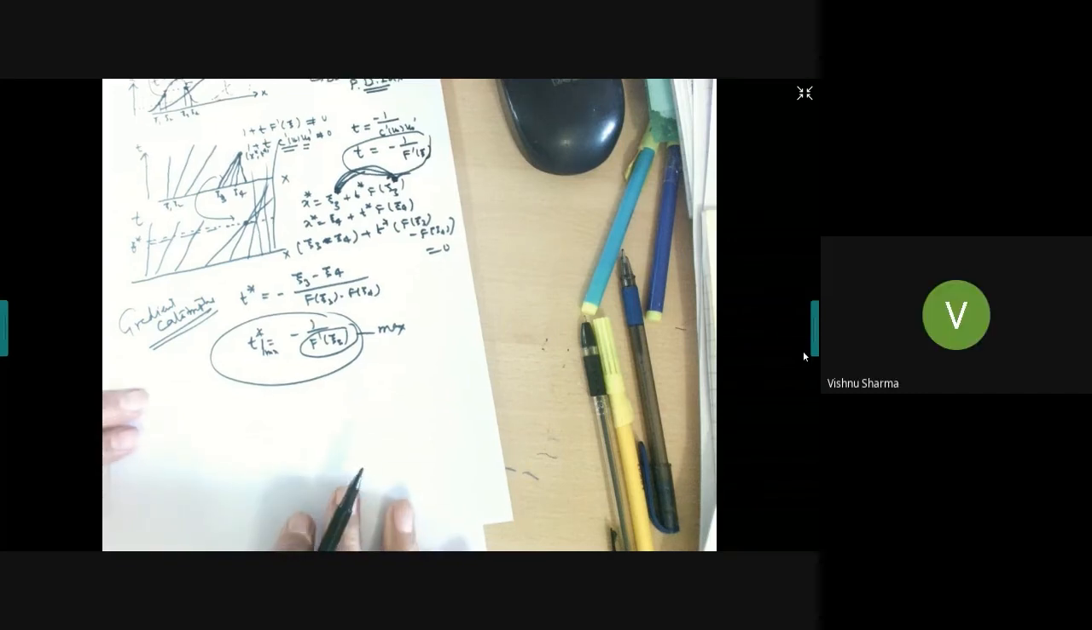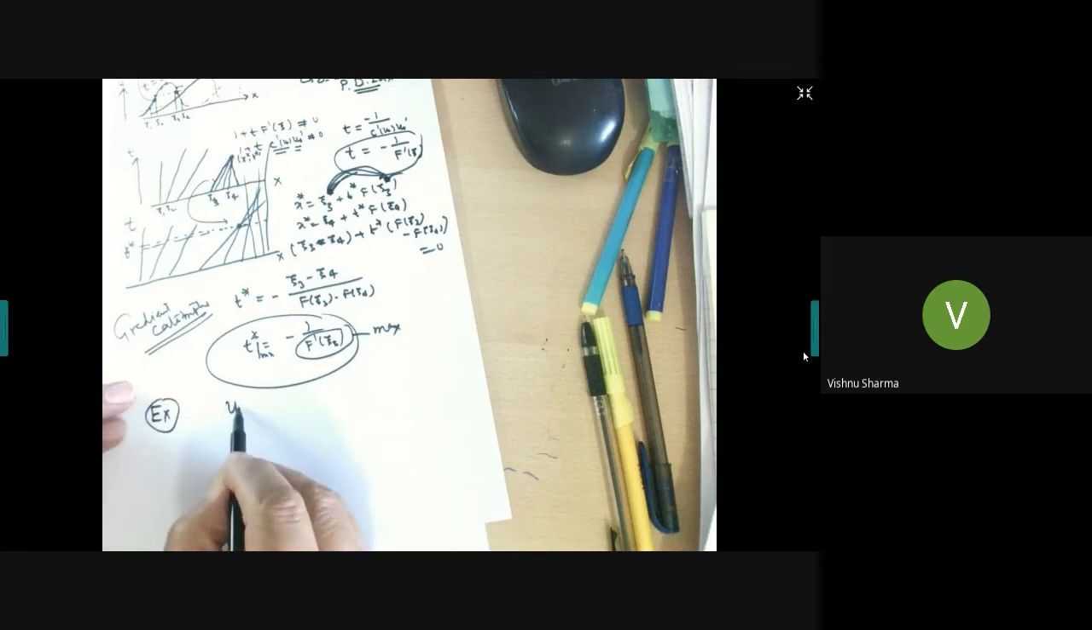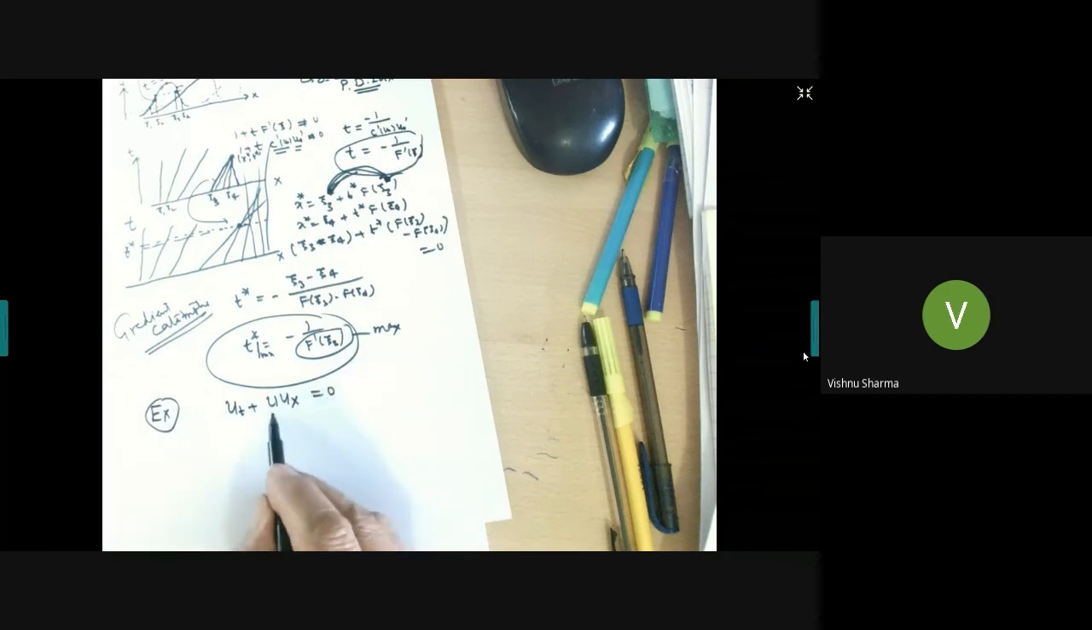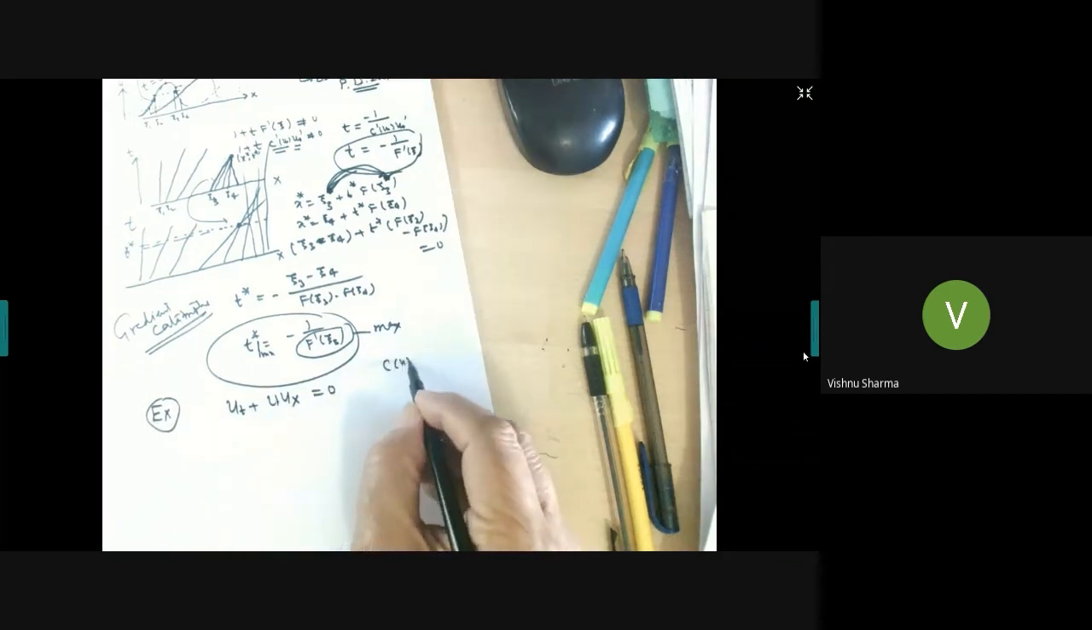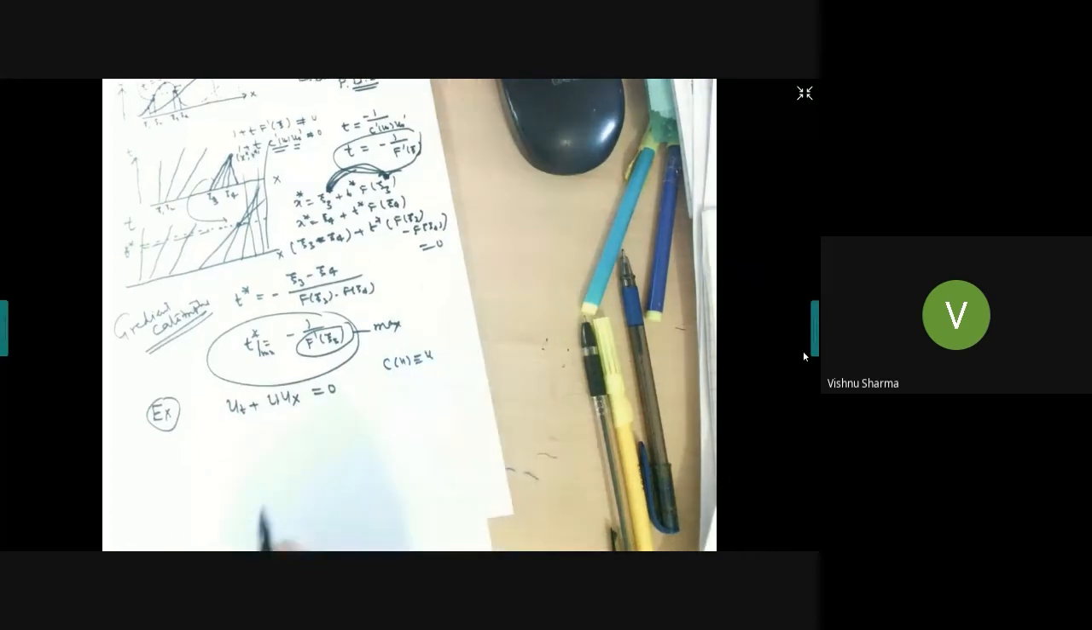All right. So now let's take an example. Then it would be very interesting. I take u t plus u u x equal to 0. I have replaced c by u only. Do you know it's a very well-known equation? Have you heard of this equation? Burgers.